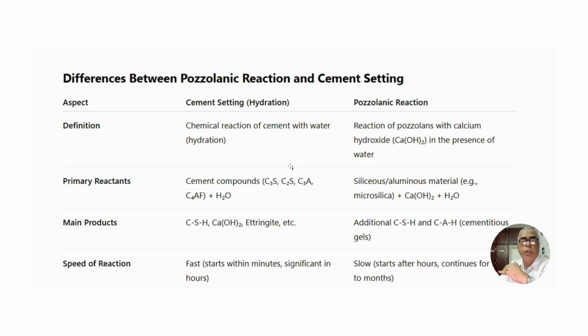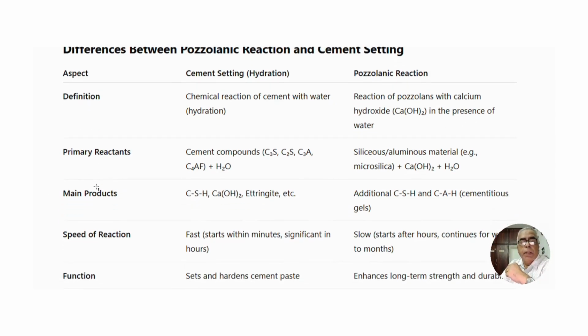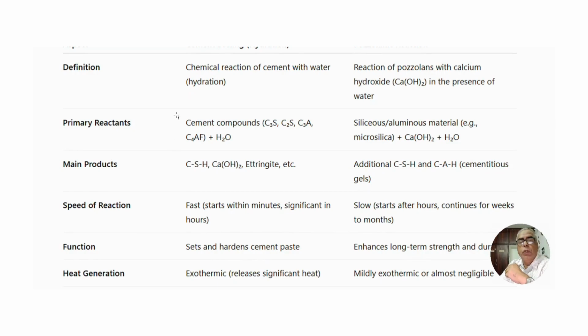CSH type of bonding. Now the primary reactants of cement are the calcium silicate compounds, like C2S, C3S, and C3A. A represents the aluminum or alumina, that is aluminum oxide. And here it can be C4AF also. So likewise, these are all the hydrated products.